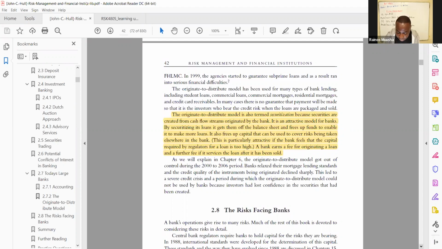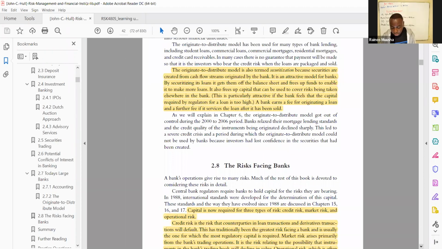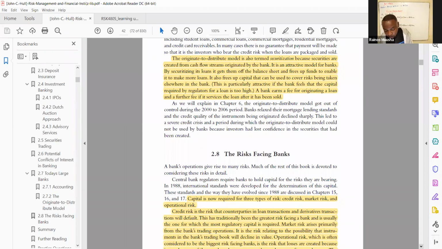By securitizing its loans, it gets them off the balance sheet and frees up funds to enable it to make more loans. It also frees up capital that can be used to cover risks taken elsewhere in the bank. A bank earns a fee for originating a loan and a further fee if it services the loan after it has been sold as well. So please make sure that you take note of how the originate and distribute model works.